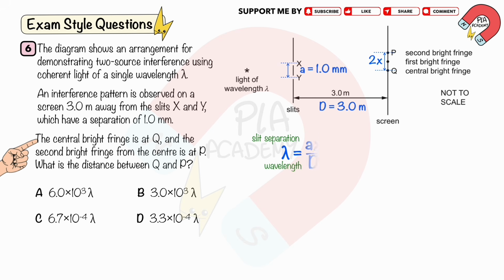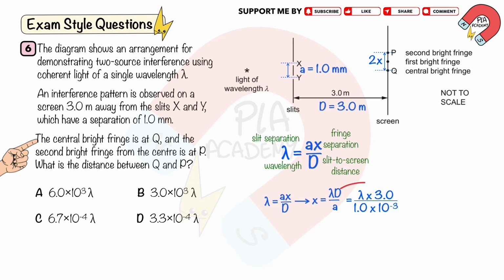From the equation, lambda equals AX divided by D. Rearranging the equation as X equals lambda D divided by A. Substituting D equals 3 meters, and A equals 1.0 times 10 power negative 3 meters. We get the fringe separation X equals 3 times 10 power 3 lambda. So, 2x equals 6 times 10 power 3 lambda.